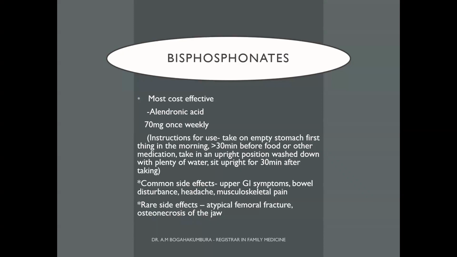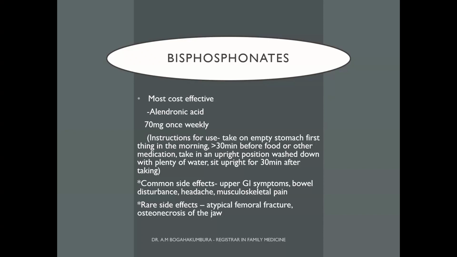Take in an upright position, wash down with plenty of water, then sit upright for 30 minutes after taking. The common side effects are upper GI symptoms, nausea, vomiting, bowel disturbance, headache, and musculoskeletal pain. So we can give some antacids with alendronate.